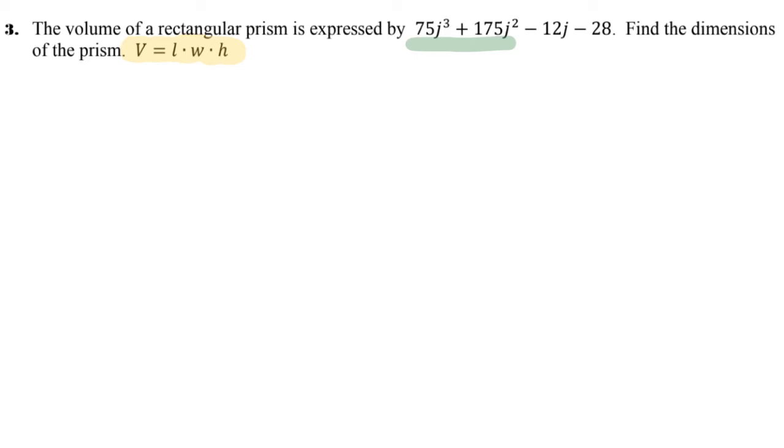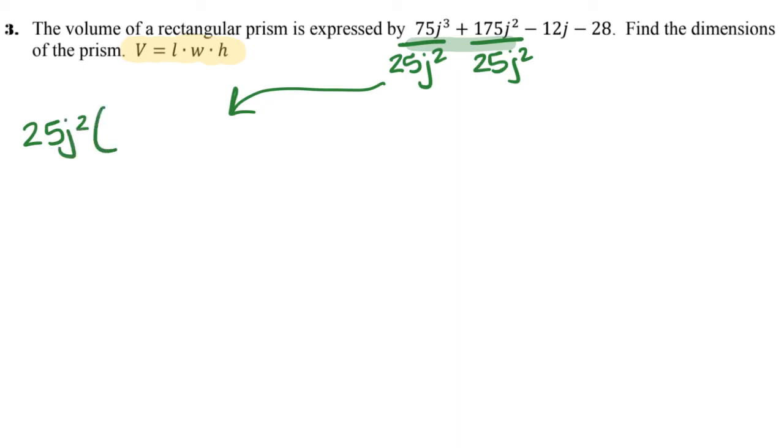Okay, now both of those numbers are divisible by 25, so I'm going to go ahead and include that 25 in there. And then I'm also looking at the variable j to the third, j to the second, so they have a j to the second in common. So our greatest common factor, I'm going to write this over here. So I'm going to factor out a 25j to the second. And then when I divide 25j to the second out of the first term, we're going to get 3j, bring down the plus to separate. And the second term, if I divide 25j to the second out of the second term, we are going to get 7.